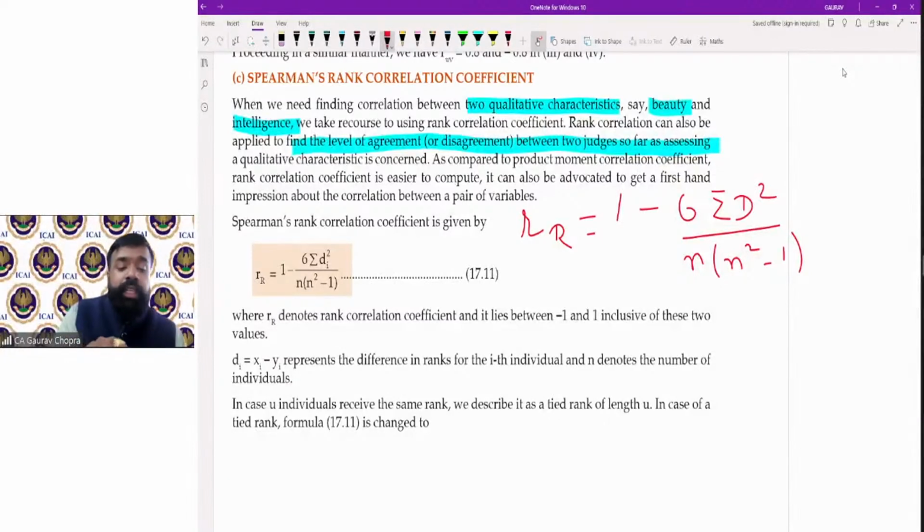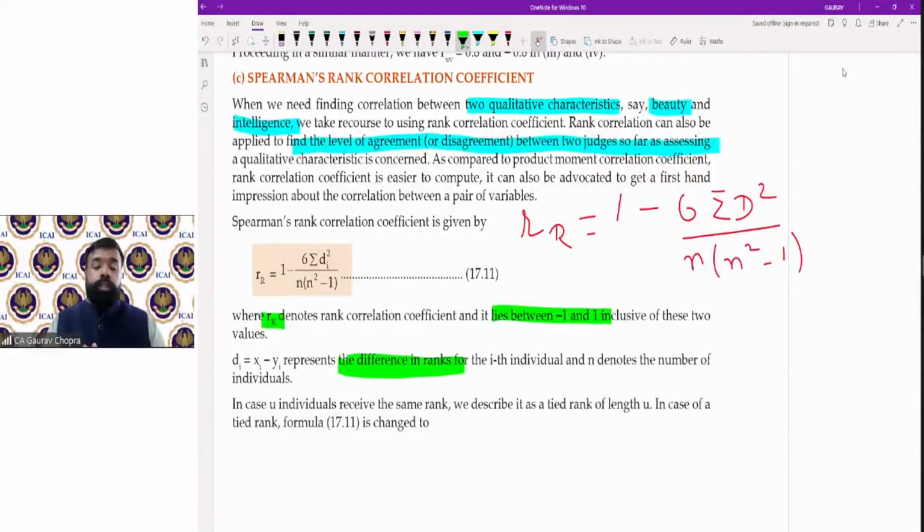Now what is d here? d का मतलब है डिफरेंस इन रैंक्स, जो रैंक है उसका डिफरेंस. देन वैल्यू ऑफ r लाइज फ्रॉम -1 टू +1. r की वैल्यू -1 से +1 तक कुछ भी हो सकती है. एंड व्हाट अबाउट n? n का मतलब हो गया नंबर ऑफ पेयर्स, कितने ऑब्जर्वेशंस हमारे पास अवेलेबल है.